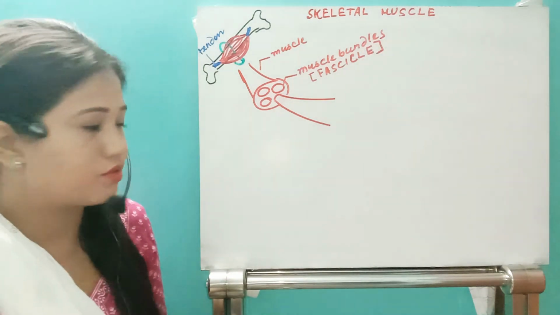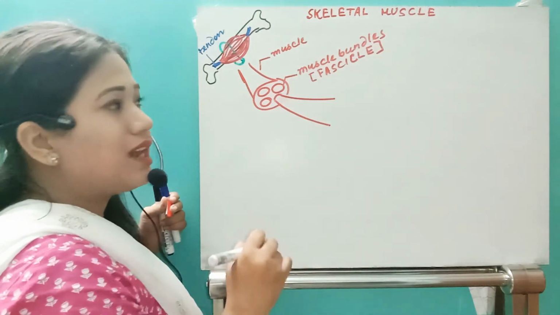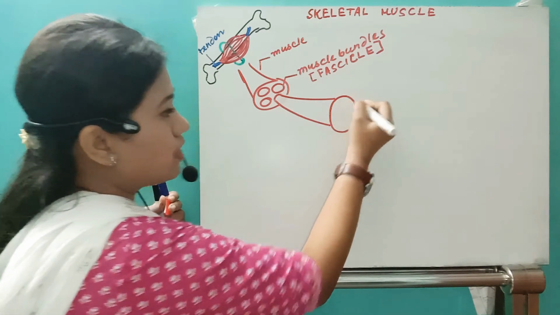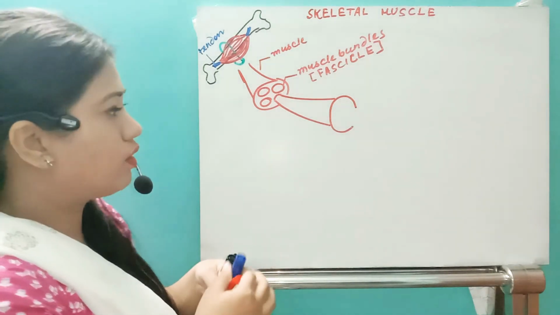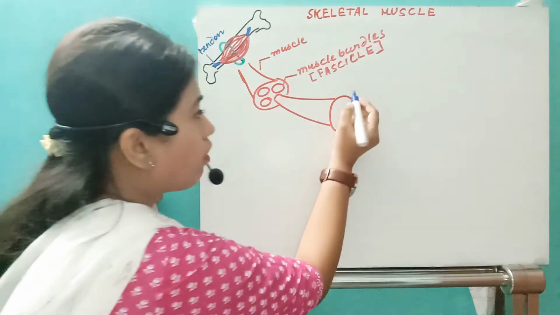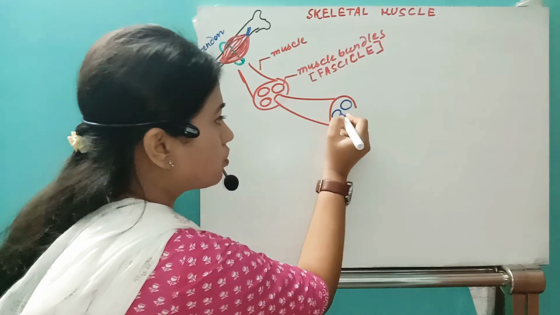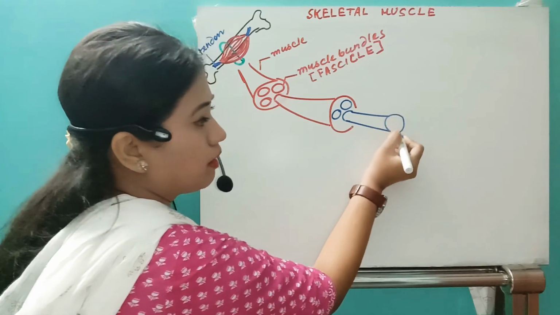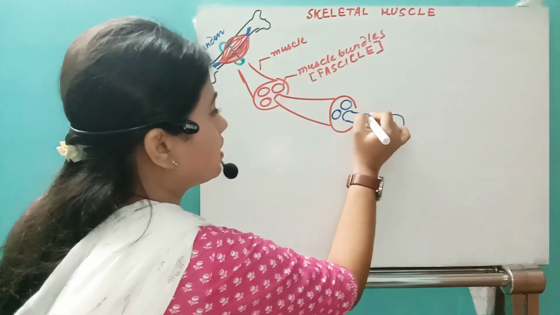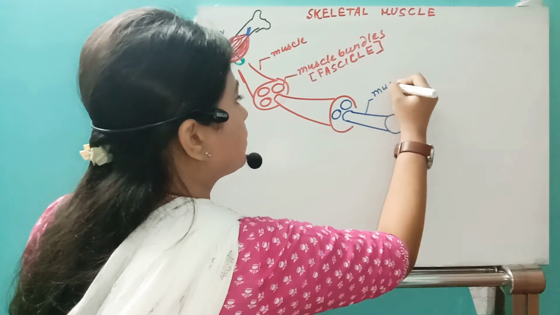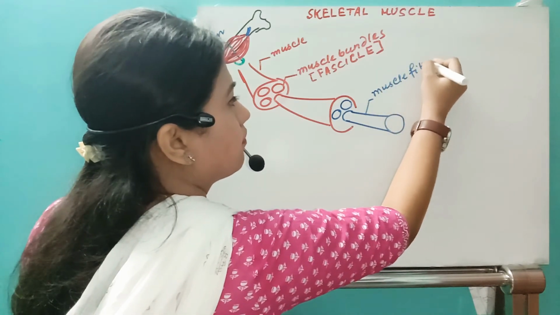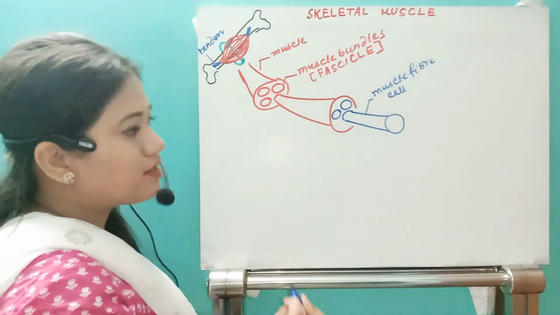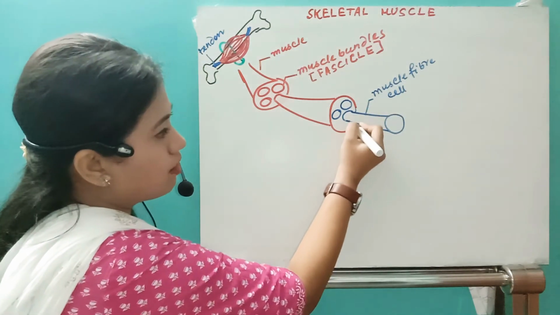Okay, fascicles. Now, inside that muscle bundle, what is present? Inside that muscle bundle, we are going to have a number of smaller structures. What are they? These are the muscle fibers. So this muscle fiber is nothing but the cell, right? So this is the cell. So a number of cells are present.